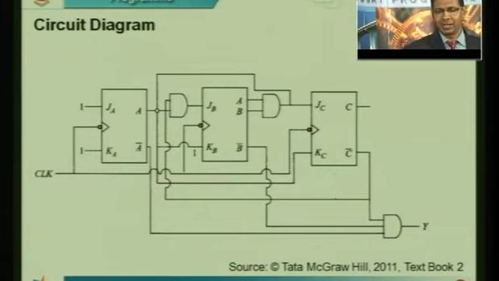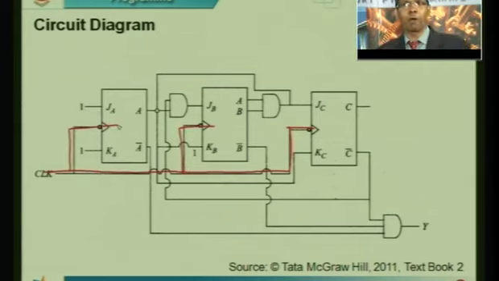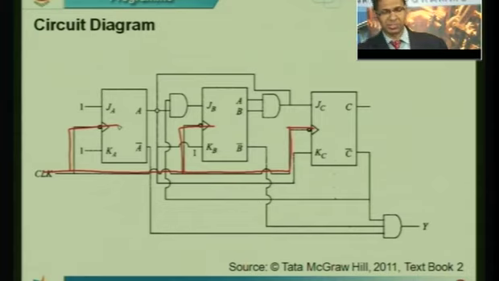And what is the last thing that is left? The last thing that is left is connecting the clock input for all these flip-flops. Now we have taken negative edge triggered flip-flops and clocked all of them simultaneously. That means these are all synchronous counters. See here, I am going to give the clock to all of them simultaneously. That means all the flops change the state at the same time. That's the meaning of a synchronous counter.